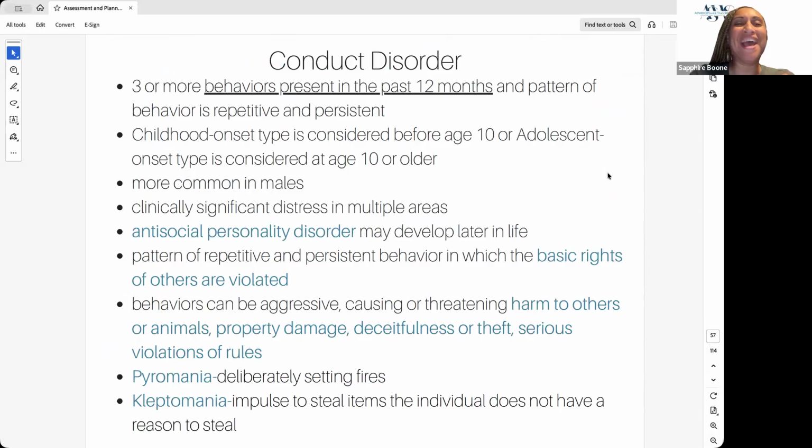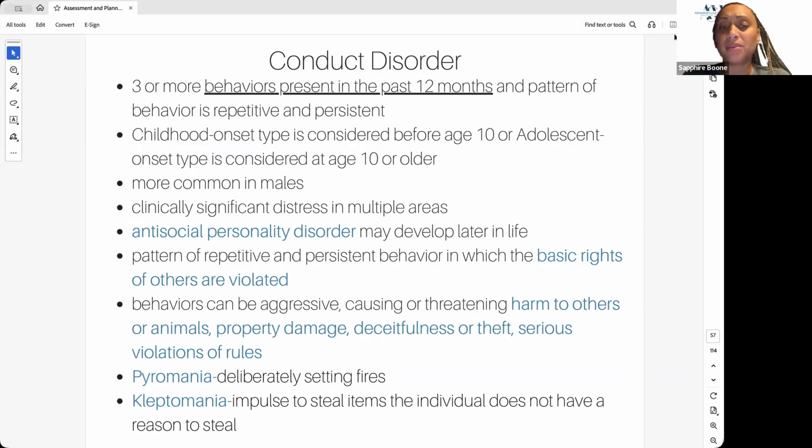Conduct disorder is going to have, first of all, 12 months. Conduct disorder is 12 months. So that's a dead giveaway. But also in terms of the behaviors, we're going to see violation of societal rules and societal norms. We're going to see aggressive behavior, harm to others or animals, property damage, deceitfulness or theft, serious violation of rules like on a criminal typical level.